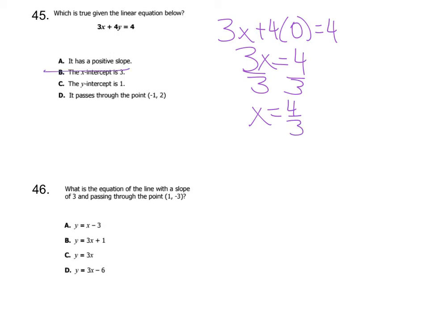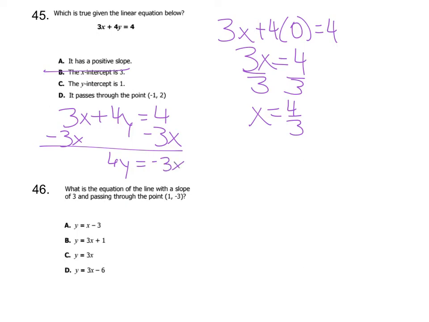Could we find y-intercept here? We could, couldn't we? But I'm going to go ahead and put it in slope-intercept form because we need the practice and it will tell us a couple of things. I'm going to subtract 3x from both sides. 4y equals negative 3x plus 4. I'm going to divide through by 4. And I get y equals negative 3/4 x plus 1.